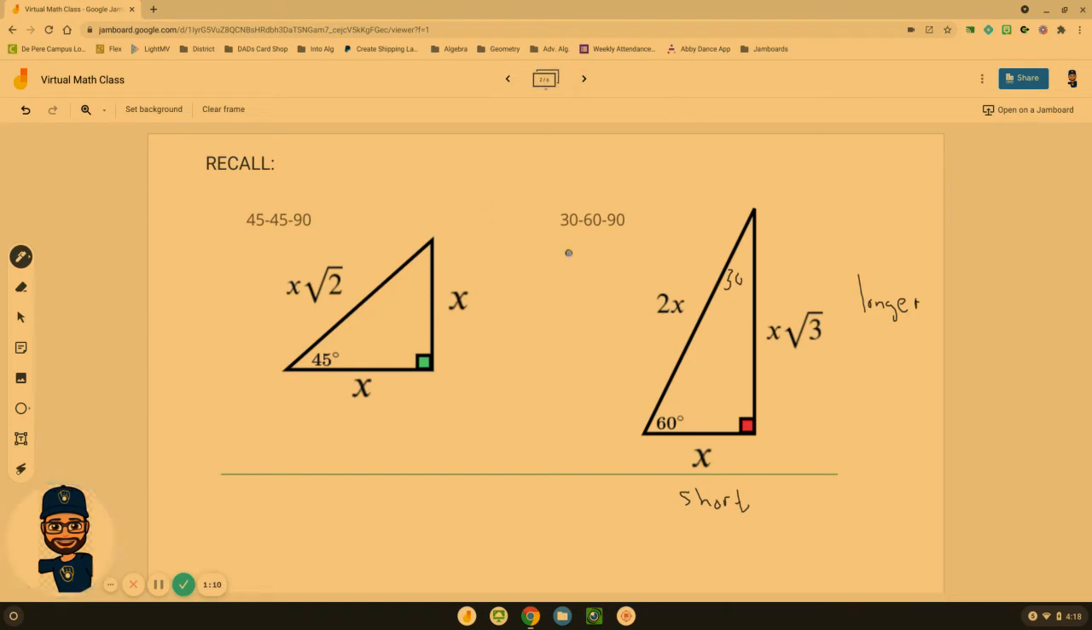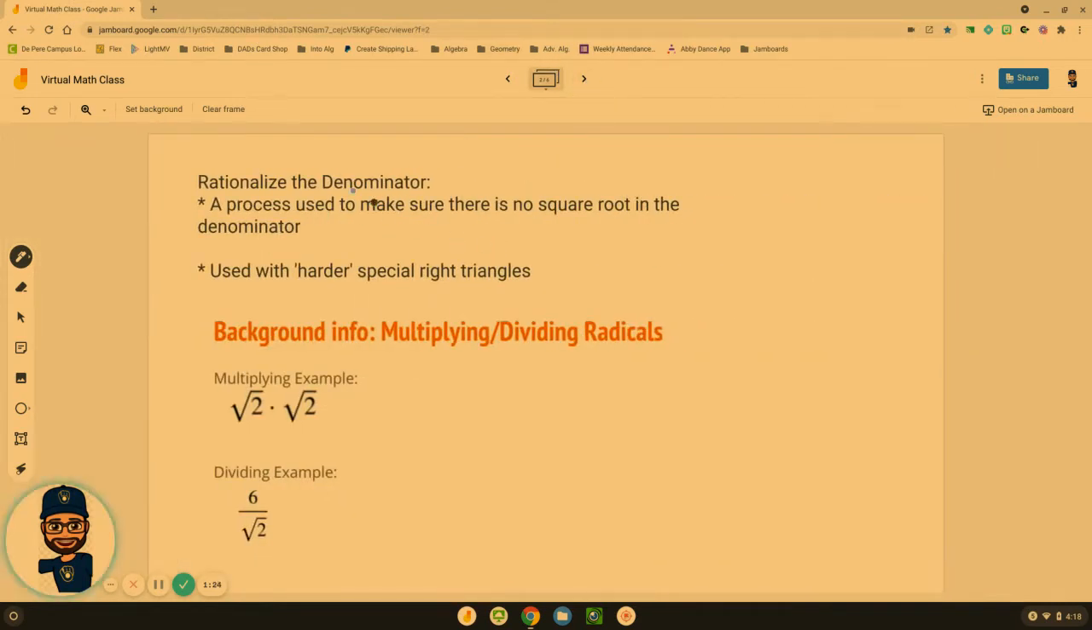So these pieces came from yesterday, very particular to 30-60-90s, especially where the short side and longer side are. Now in today's lesson, we're focusing more on this process that's called rationalizing the denominator, a process used to make sure that there is no square root in the denominator, because technically speaking in math, that's not an accurate answer. And so we need to do something to move it from the denominator. This is typically used with what we might call harder special right triangles, where they give us a different answer than what we can just easily work with.